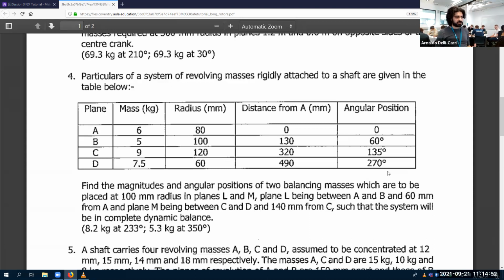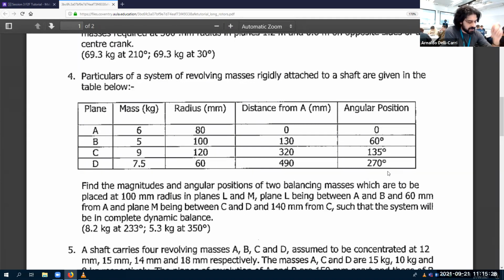Now find the magnitudes and the angular positions of 2 balanced masses. So we have to add 2 more. Remember, we have the MRL diagram and the MR diagram. In order to balance a shaft completely, we need 2 masses, because we have 2 equations that we have to satisfy. For static balance, we had 1 equation, and so you only needed one mass for static balancing. For dynamic balancing, you need both equations satisfied. So you need two balancing masses on two different balancing planes.